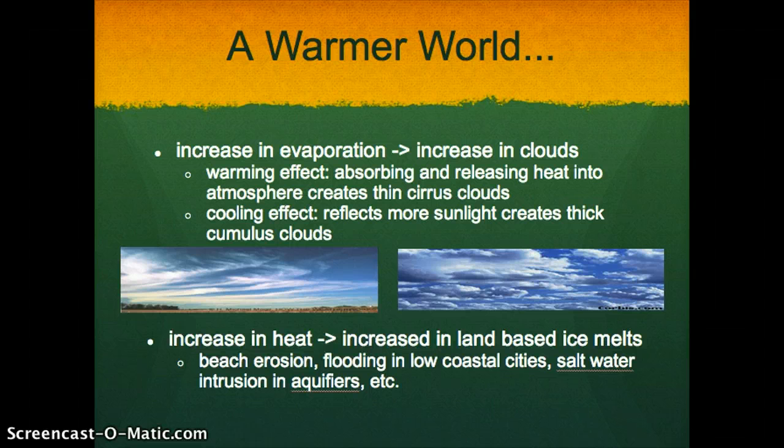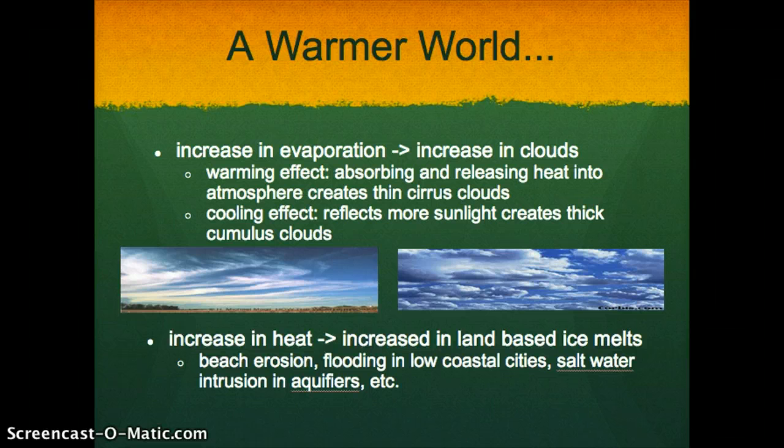So what an increase in evaporation leads to is obviously an increase in clouds. And this causes a warming effect, which is what happens is cirrus clouds, which are really thin clouds, are created from absorption and releasing heat into the atmosphere. And the other effect is cooling, which basically is that more sunlight is reflected, and it just creates thick cumulus clouds.